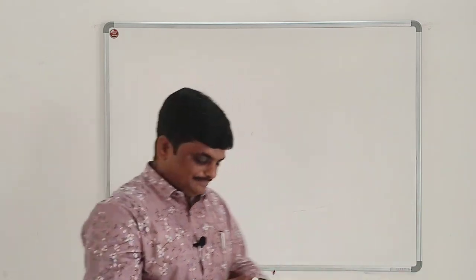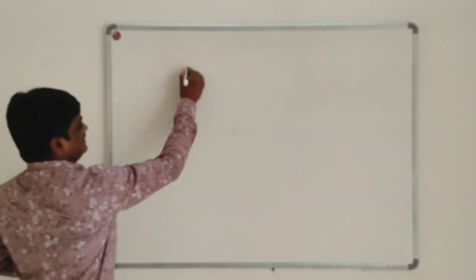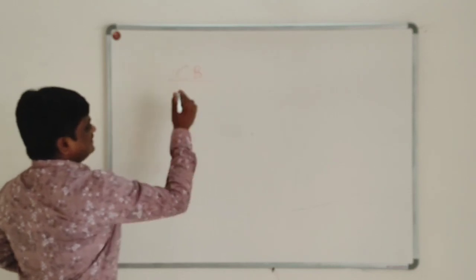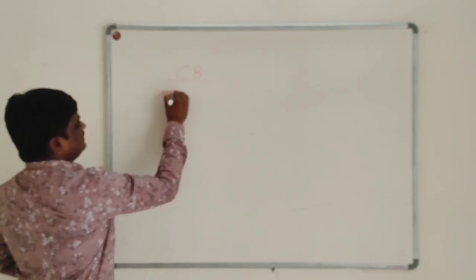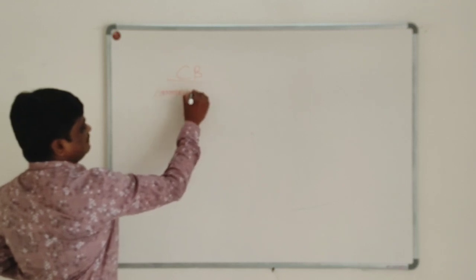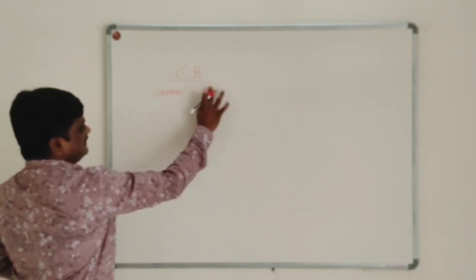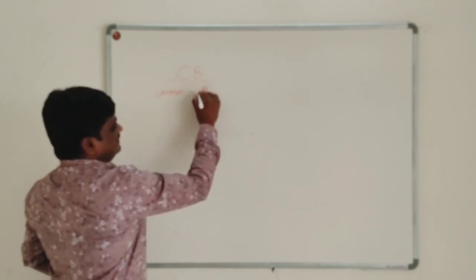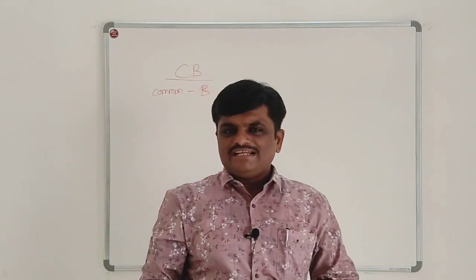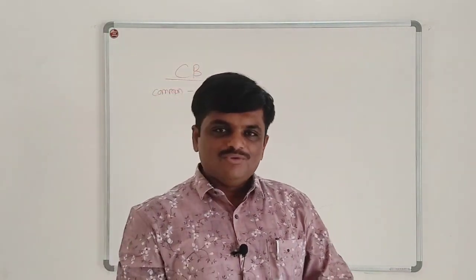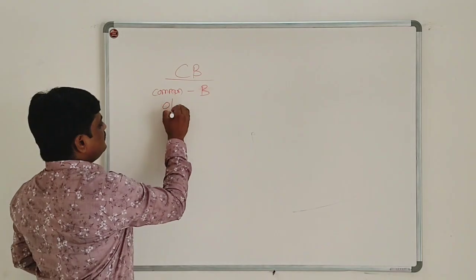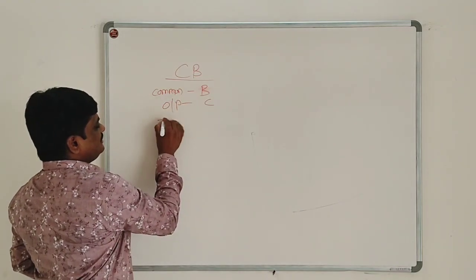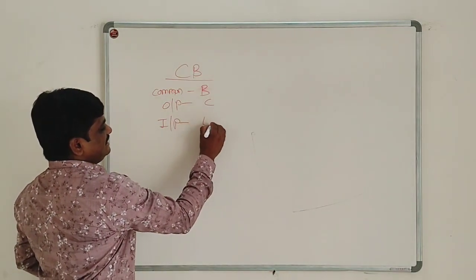Now let us consider, say, common base configuration. In common base configuration, the common terminal is the base terminal. Out of the remaining two terminals, those are emitter and collector. The collector has more area, so that is why the output terminal is collector and the input terminal is the emitter.